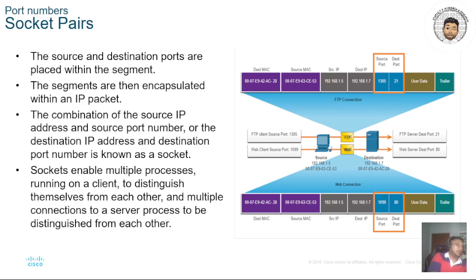Okay, this is known as a socket. In the future, maybe you will find out that there are some applications that utilize this kind of socket. Sockets enable multiple processes running on a client to distinguish themselves from each other, and multiple connections to a server process to be distinguished from each other. These are what we call socket pairs: source and destination IP address, and also source and destination port, already known by the server itself.